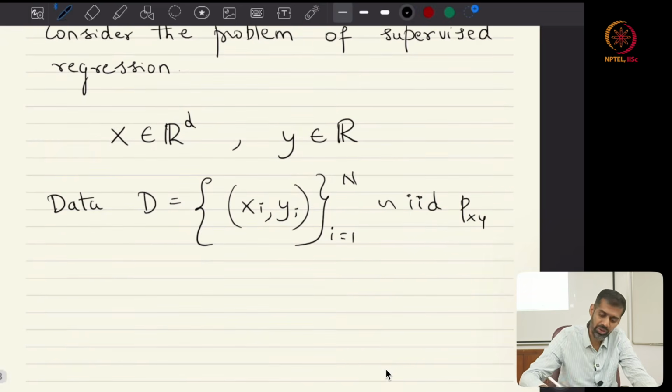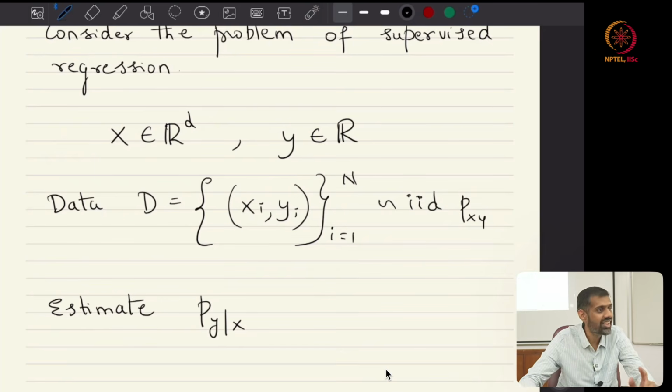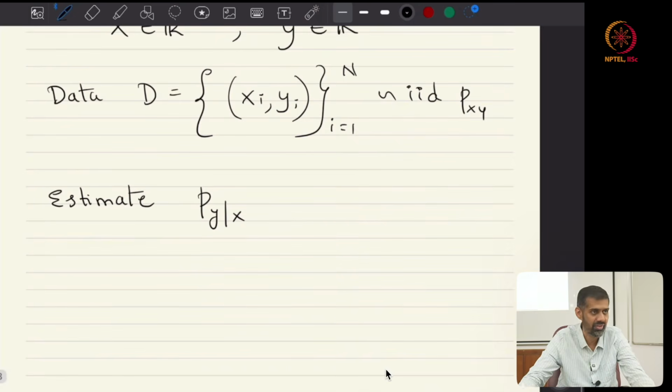Now what do we want to do? What are we interested in, by the way? So estimate. What do we want to estimate? We want to estimate the conditional of y given x in this particular problem. Now you see the generalization, right? It does not have to be p(x,y) or p(y), anything. The technique is applicable to any of the problems that you want to solve. So you estimate p(y given x).